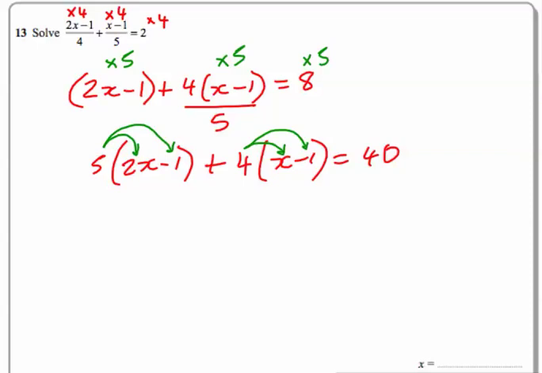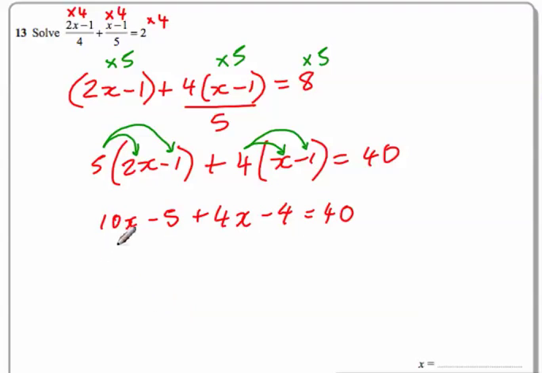Okay. So we're going to get 5 times 2x is 10x. 5 times minus 1 is minus 5. Just watch your negative numbers. 4 times x is 4x. And 4 times minus 1 is minus 4. And that equals 40.